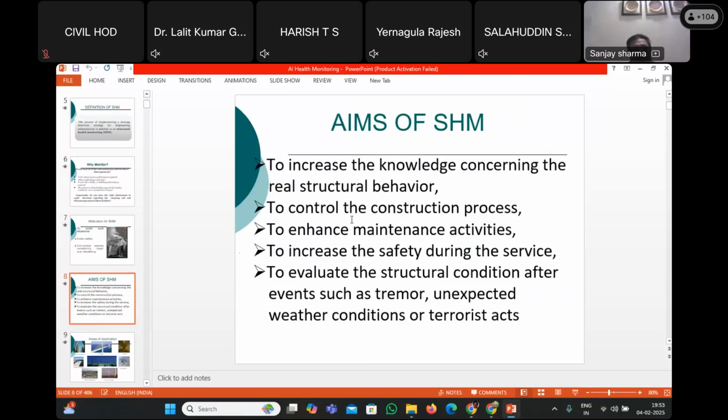So the basic aim of any structural health monitoring system is to increase the knowledge concerning the real structural behavior, what is happening under actual conditions, to control the construction processes, to enhance maintenance activities, to increase the safety during the service, and to evaluate the structural conditions after events such as an earthquake, or some unexpected weather conditions, or some terrorist acts.